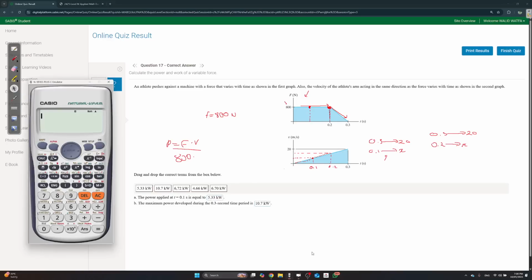Okay, so let's do it. 20 times 0.2 divided by 0.3, you get 40 over 3. So your velocity is 40 over 3. So the power will be equal to 800 times 40 over 3, and you should get, in kilowatts, 10.66666666. So to one decimal place, it's 10.7.